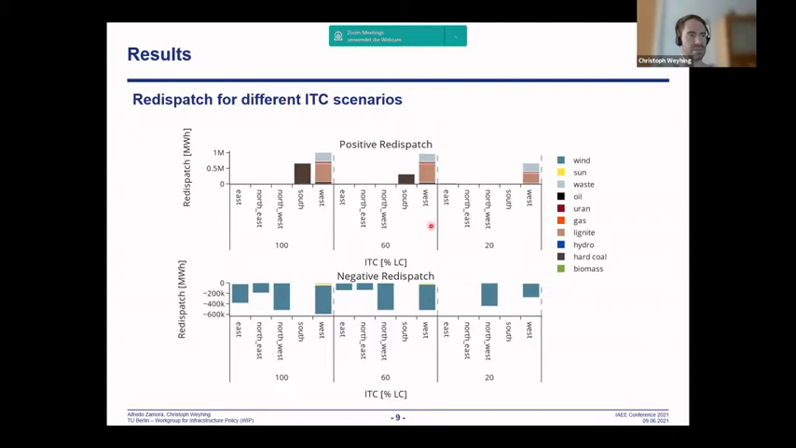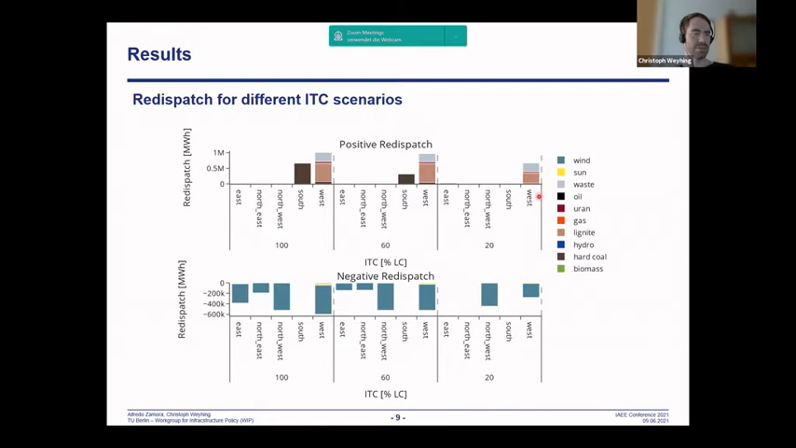But in the northwest and in the west, it stays almost constant. And if we decrease our exchange capacity even further, we see the same effect. In the east, northeast, and south, redispatch almost disappeared, but in the northwest and west, there's still redispatch remaining. And in northwest, there's still wind energy that is shut down.